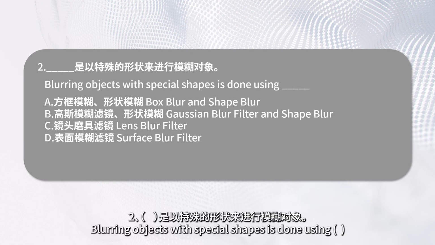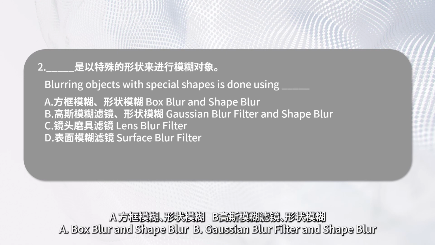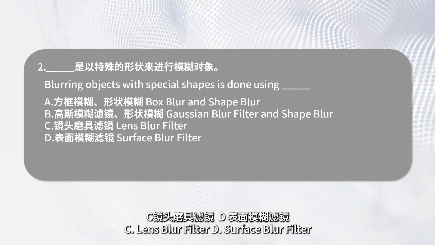Blurring objects with special shapes is done using ___. A. Box blur and shape blur. B. Gaussian blur filter and shape blur. C. Lens blur filter. D. Surface blur filter.